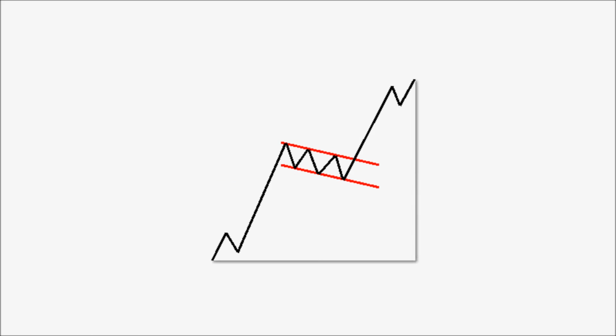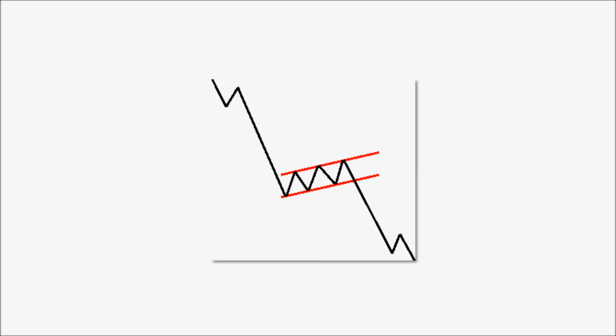Now this one is called a flag. It's a continuation pattern that is found in uptrends, and what it has is two trend lines drawn between the lows and the highs, and when it breaks above the upper trend line, that is considered a break above resistance and is bullish, and the stock should continue up.